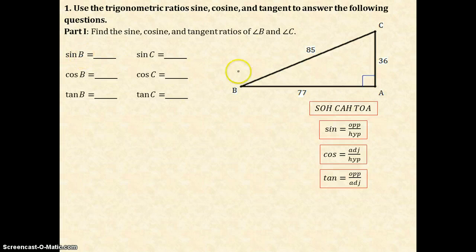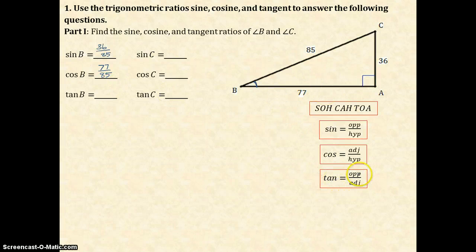So if we start with angle B, the sine of angle B is the length of the opposite side over the length of the hypotenuse. So that's 36 over 85. The cosine of angle B is the length of the adjacent side over the length of the hypotenuse. So the adjacent side is 77 and the hypotenuse is 85. So cosine of angle B is 77 over 85.